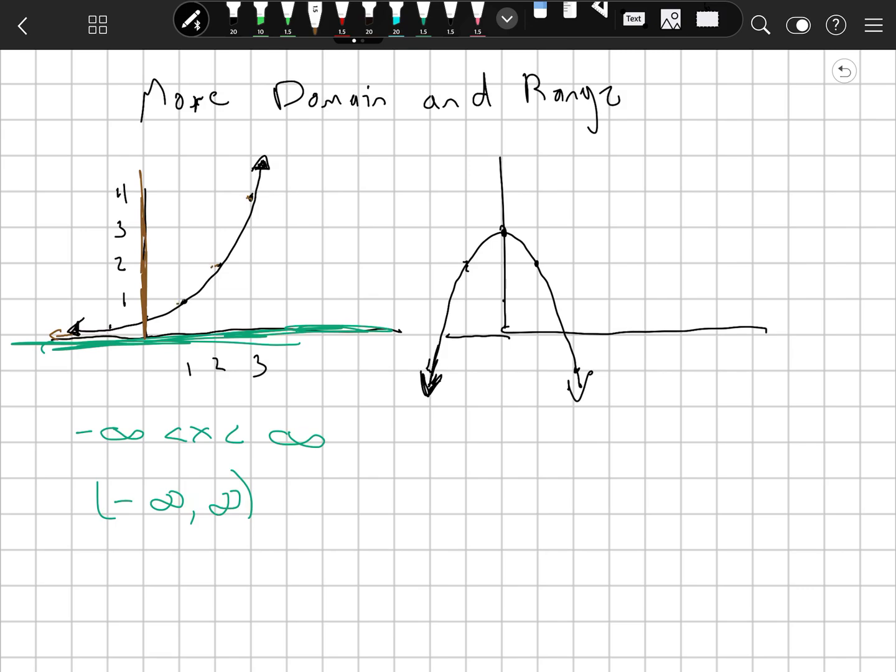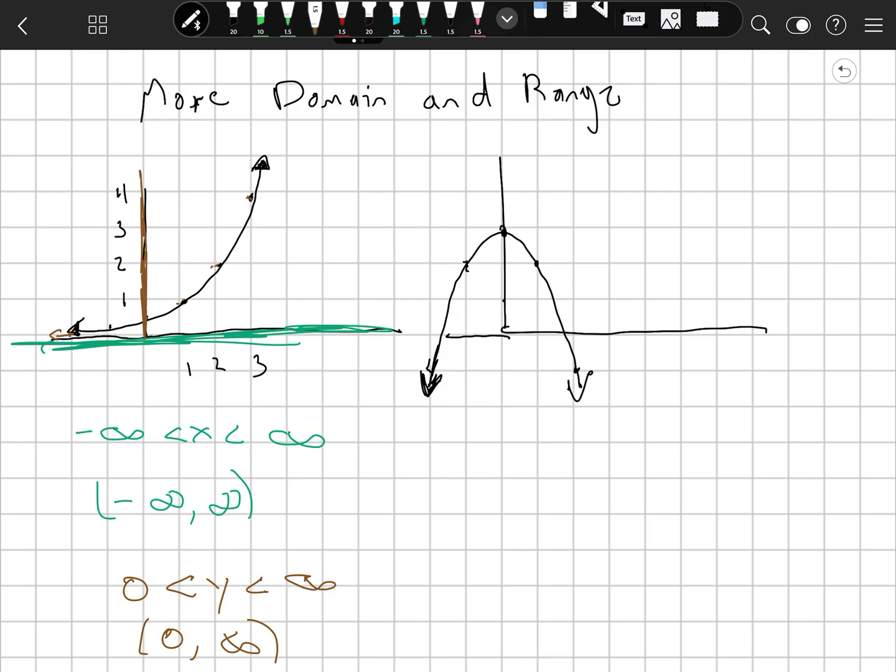Half of 4 is 2, half of 2 is 1, half of 1 is 0.5, half of 0.5 is 0.25, half of 0.25 is 0.125, and so on. And if you continually take a half of something, you're never going to get to 0. So our range is going to be 0 to infinity. And you could write it like this, 0, comma, infinity. Okay, let's take a look at one more. That was an exponential function.